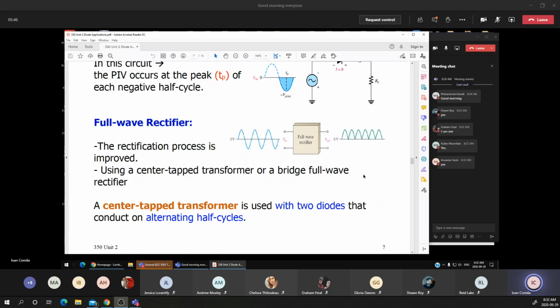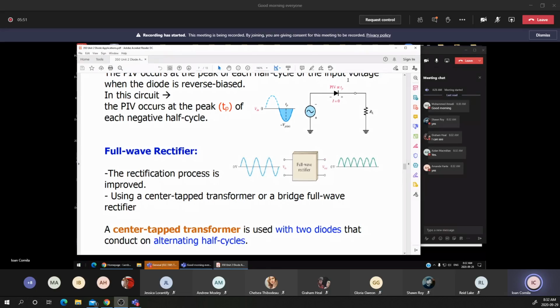Now let's go back to what we discussed in the previous lecture. We discussed the half-wave rectifier, which uses just a single diode. You notice that using a single diode, the negative half of the sine wave supplied by the voltage source is suppressed, making a DC voltage. But what are the advantages and disadvantages of this rectifier?